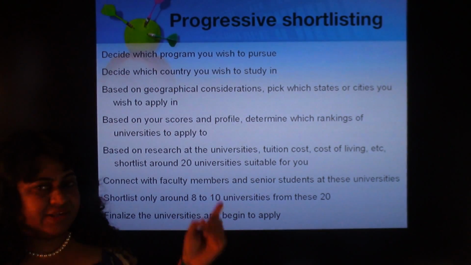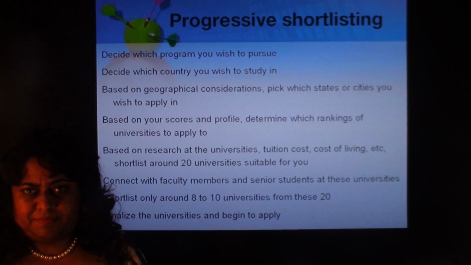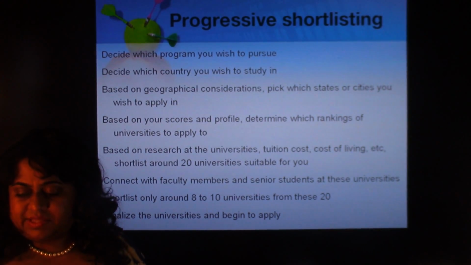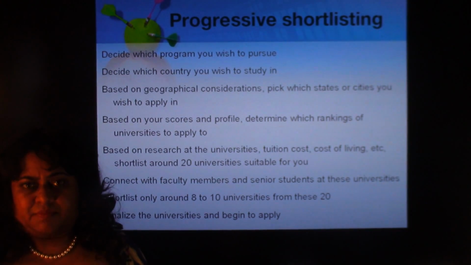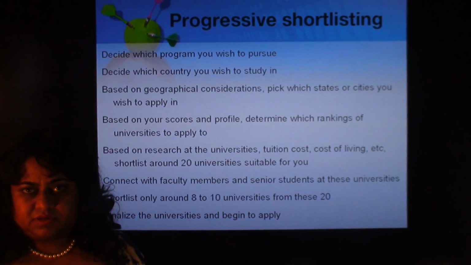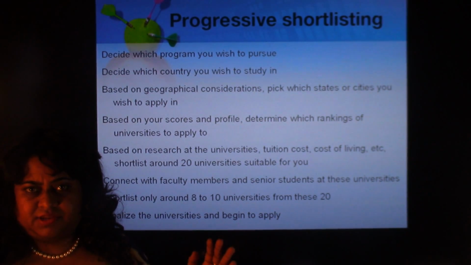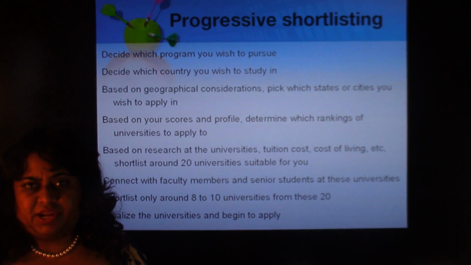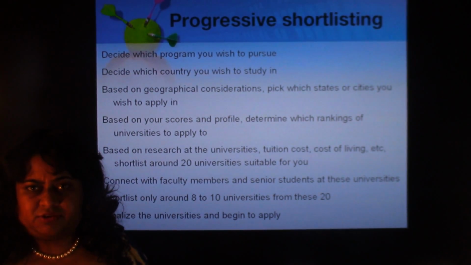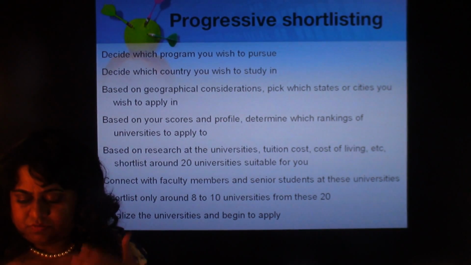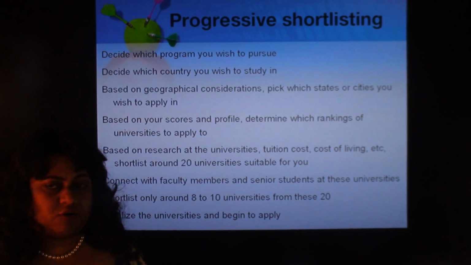So this is how you progressively shortlist. Decide which program, and then which country, then which geographical locations. Then based on your scores and profile determine the rankings. And then based on the tuition cost, the reputation of the university, shortlist about 20 universities. And then reduce the number to about 8 or 10. And then apply to 6 or 8 or 10 universities at the most. So this is how you progressively shortlist universities.